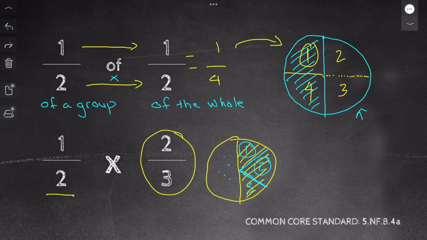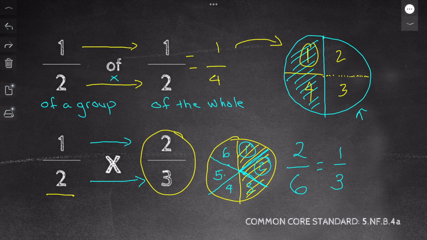So I need to extend my lines from where I cut to have a total of 6 pieces. So now you can see I have 2 out of 6. So if you multiplied straight across, 1 times 2 equals 2, and 2 times 3 equals 6. So we have 2/6, but I could also simplify that into 1/3.